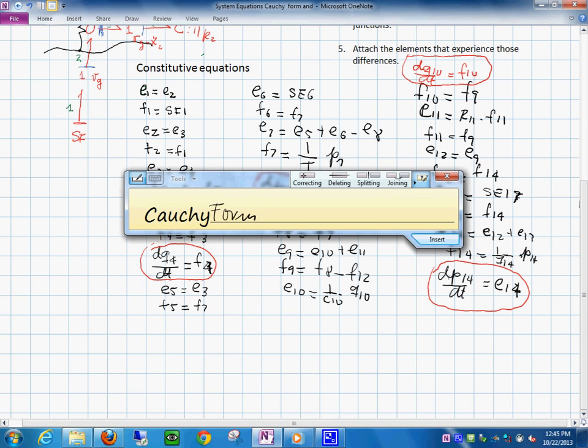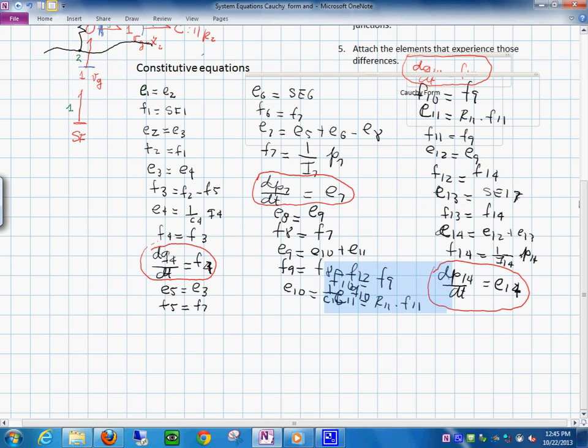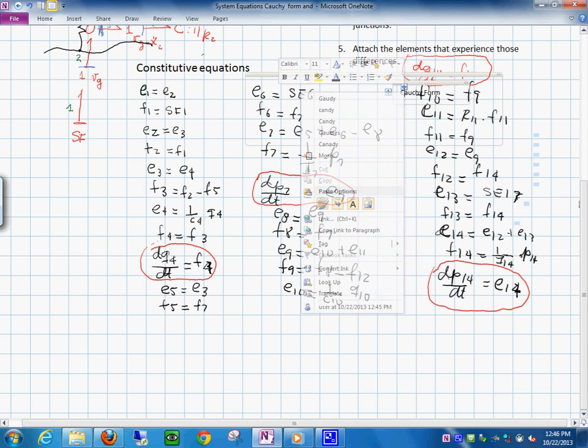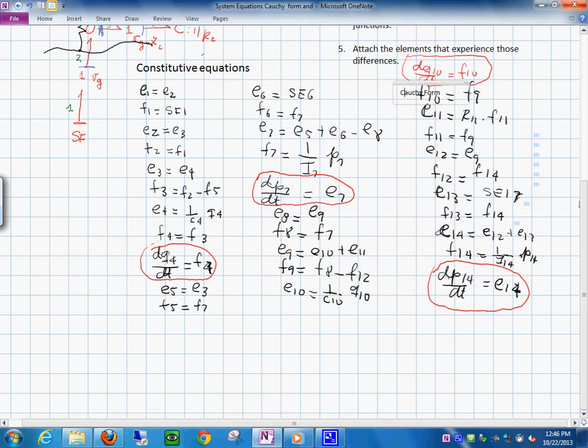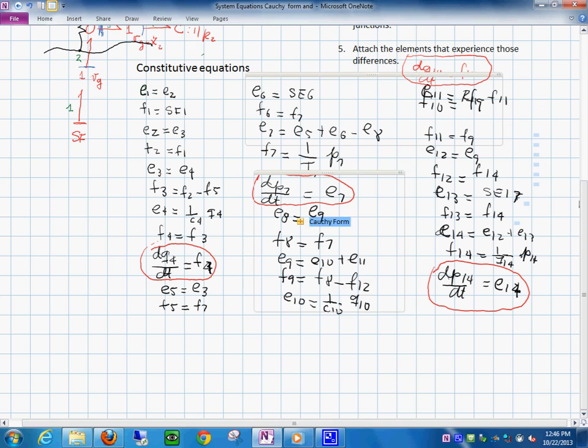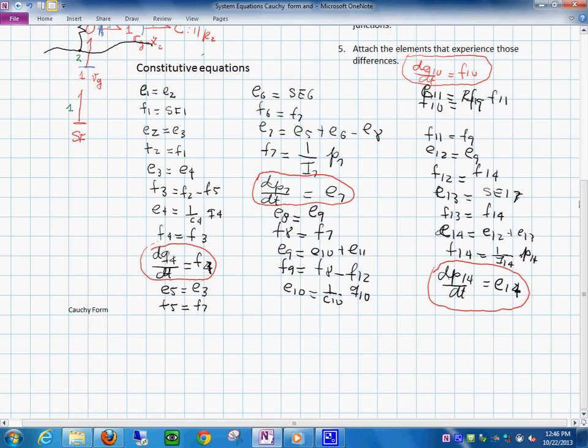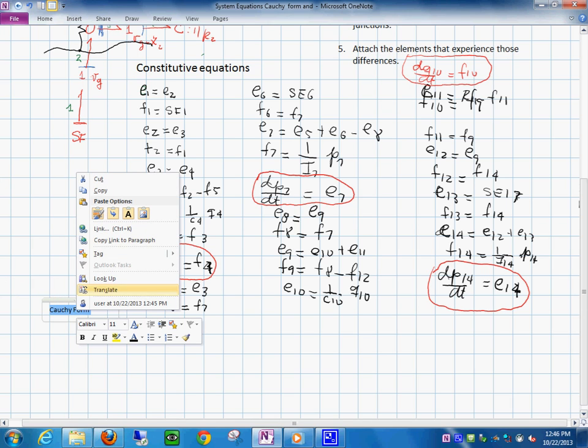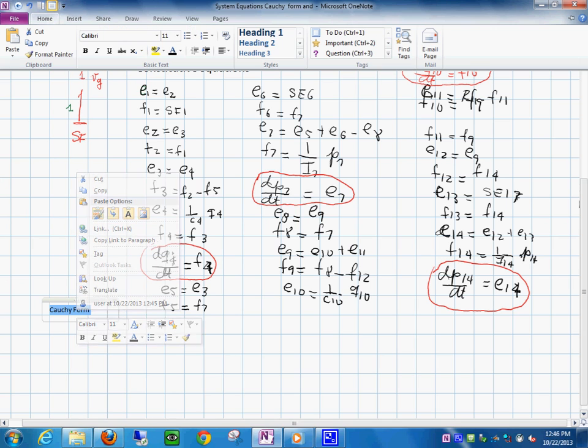In fact, maybe what we should do is change the color and rewrite it here so it would be in the center and elegant. dq sub 4 dt equals to sf1 equation, and dp sub 2 dt is equal to, no, it's not dp2, dp7, excuse me, is equal to e sub 7, but e sub 7 you could see is e5 plus e sub 6 minus e sub 8.